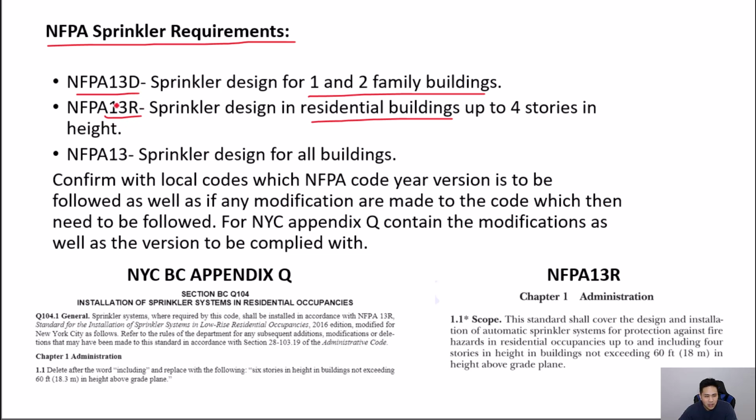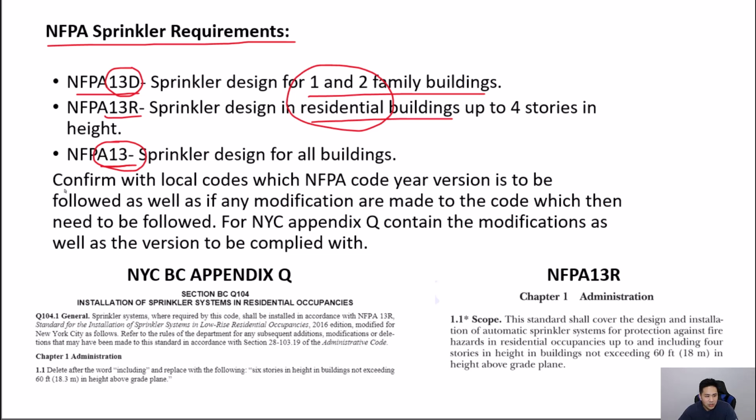And 13R generally has more requirements. So if you have a 1 and 2 family building, it's better to use a 13D since the requirements are a little bit less. Then you have NFPA 13, which is for all buildings, including these residential buildings here, as well as commercial buildings. So high-rise buildings, office buildings would all need to comply with this requirement right here, NFPA 13.